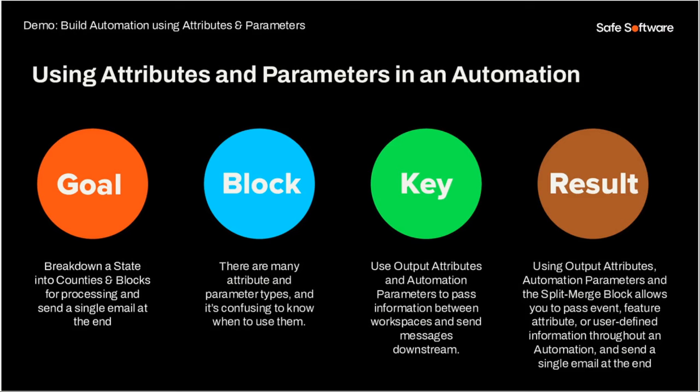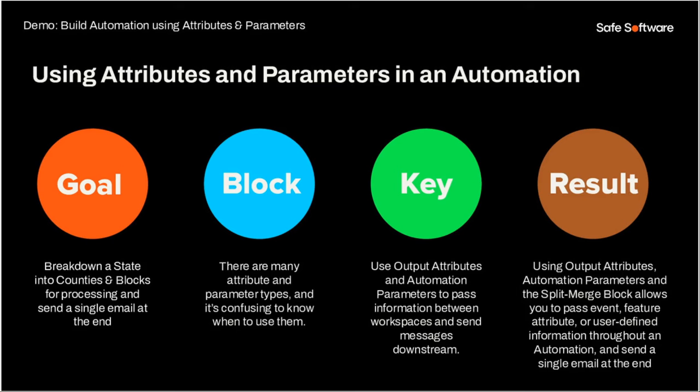In this first demonstration, we're going to be using a scenario that some of you may have come across in our knowledge resources. The goal for this scenario is to take a US state and break it down into counties and blocks for additional processing and send a single email at the end. Our blocker for this, as I'm sure we've just realized, is that there are lots of different types of output attributes and parameters, and it can be confusing to know when and where to use them.